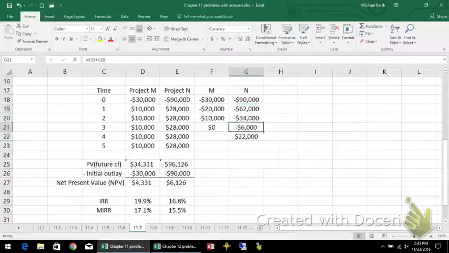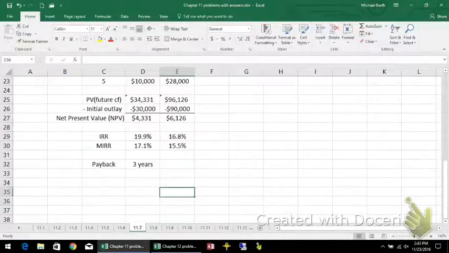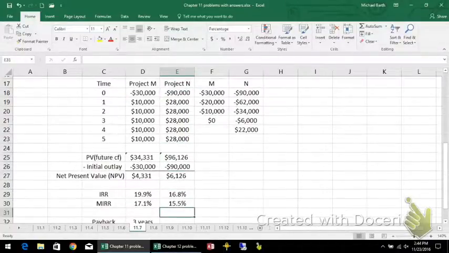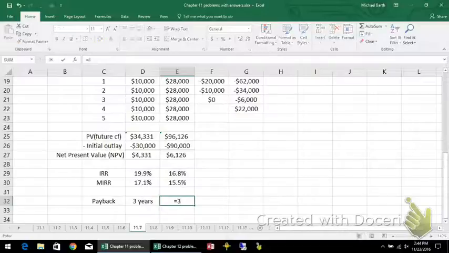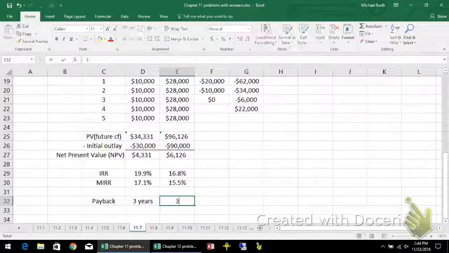If I do that for project N, I get my money back between the end of year 3 and the end of year 4. So it's at least 3 years, and then $6,000 is how much I need to earn during year 4 to break even. Going to earn 28,000 total, so about 6/28 of the year. So that'd be 3 years plus 6/28 of the year, or 3.214, or 3.221 years.